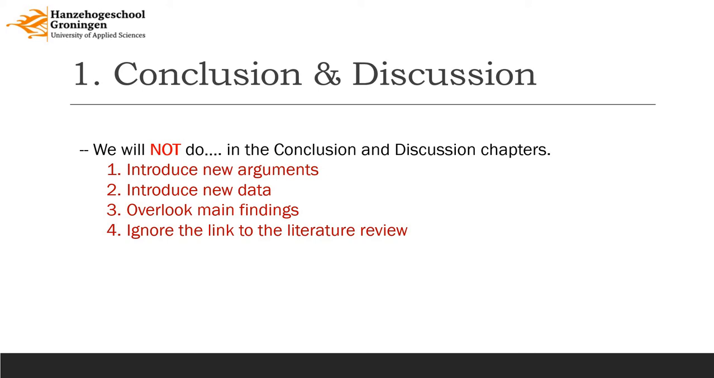And very frequently we find that in the conclusion and discussion chapters, students never reflect on the literature review. It looks like the literature review has a disconnection with the conclusion and the discussion part. A very easy way to check is to see how many references you have in the conclusion and the discussion chapter. If you don't have references, that more or less indicates that you forgot to link to the literature review.